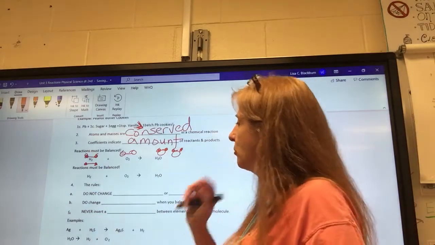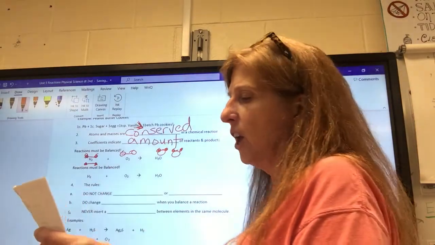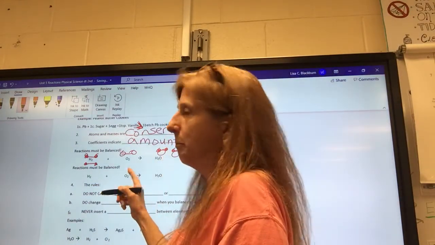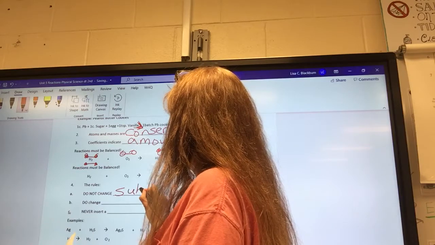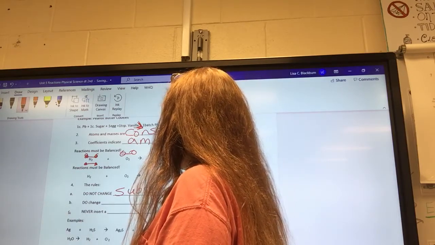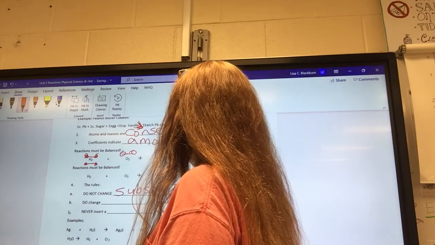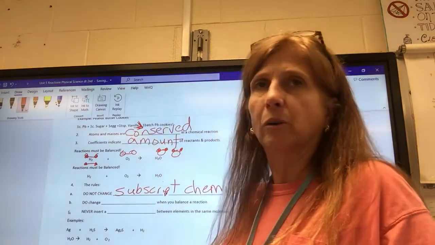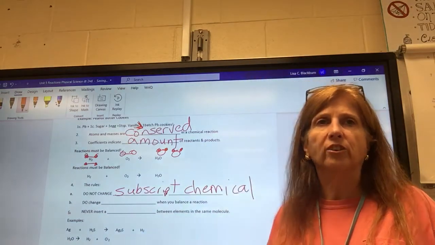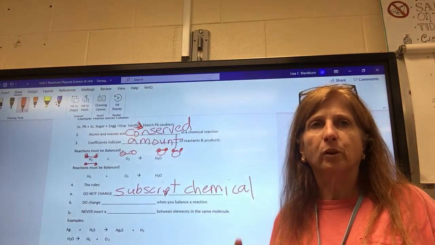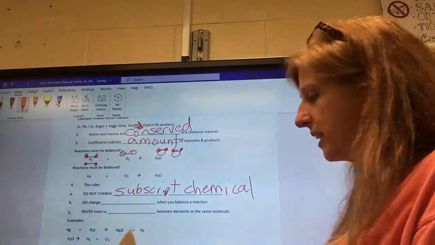Now, these are the rules for balancing chemical equations. You cannot change the subscripts, the little numbers at the bottom, because if you did, you would be changing the chemical. And that would be terrible. Say you're supposed to have water and you change it to peroxide. You could drink water. Drinking peroxide, if it was pure, would kill you. So we can't change the chemicals.